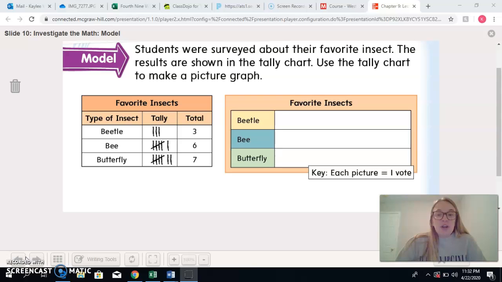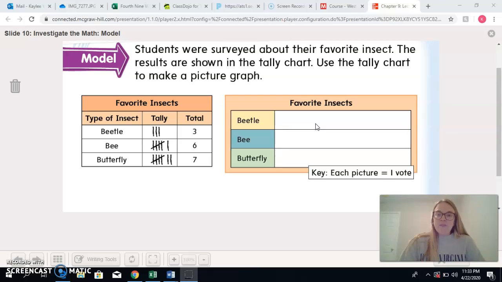Now, a picture graph is exactly how it sounds. For example, it says type of insect, and the very first one says beetle. My tallies show 3. Well, I would come over here beside beetle, and I would actually draw 3 beetles, because that's how many we had all together. So, a picture graph is simply drawing a picture of what it tells you to do.